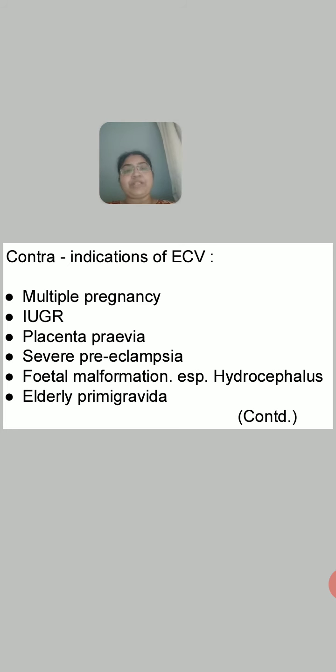Fetal malformation, especially hydrocephalus. Hydrocephalus means the fetal head is filled with some fluid. There is fluid collection in the fetal head. Hydro means water. So collection of fluid in the head is called hydrocephalus. This condition makes the fetal head size larger. Because of the hydrocephalus, the head is larger in size compared to the buttocks.